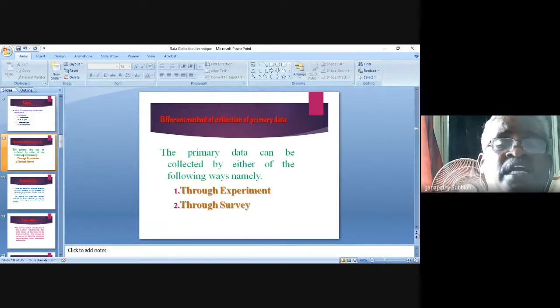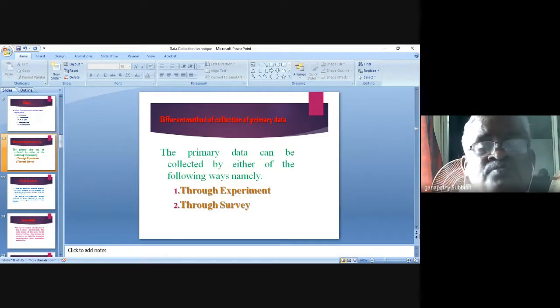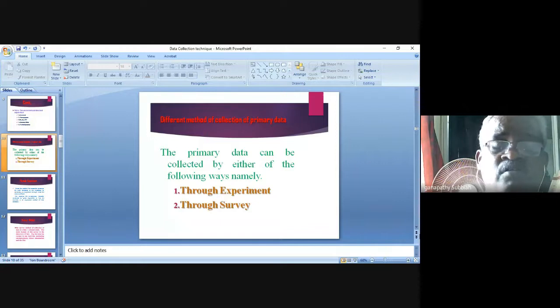Then different methods of collecting primary data. The primary data can be collected in the following ways: through experiment or through survey. There are two ways for the researcher to collect primary data, whether it is experiment or survey.